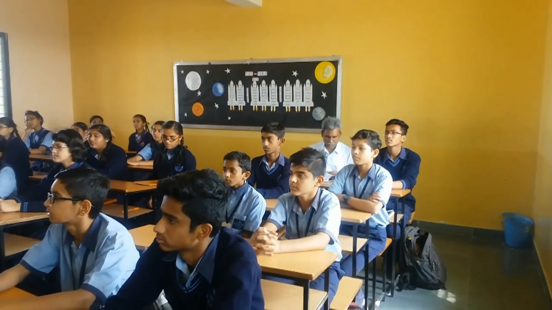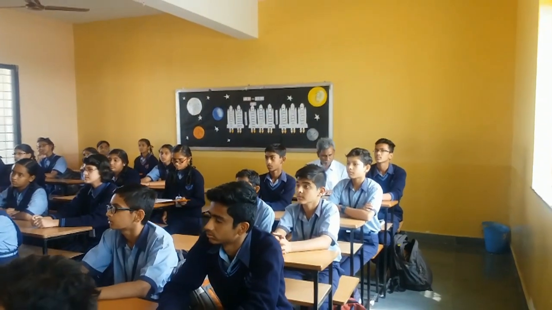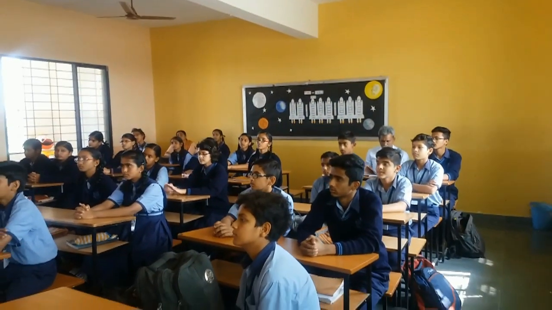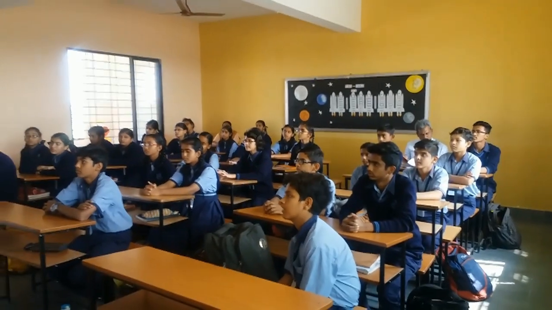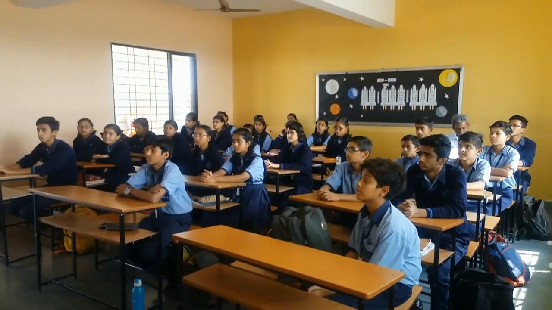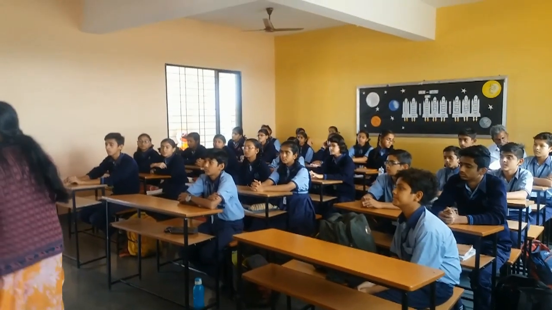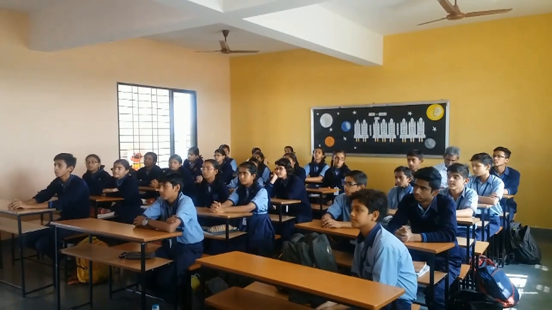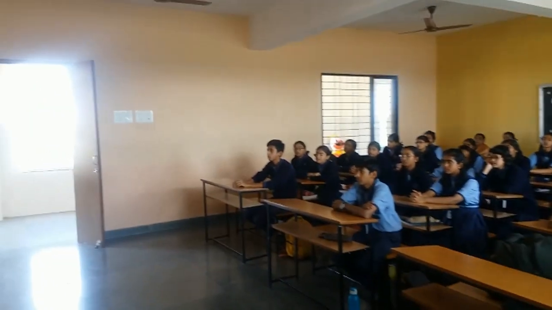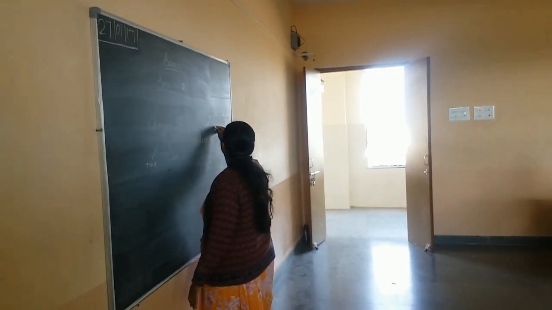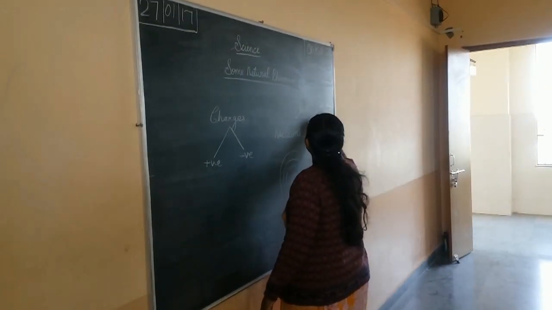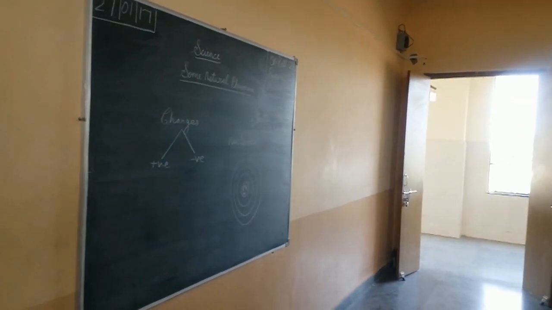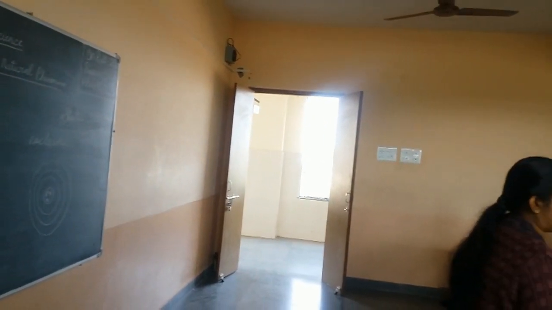Now when you rub the scale on your hair, what happens? It acquires some charge. But those charges do not move. They remain in one place, so they are called stationary charges. They are also called static electric charges. Now when you rub, say, a plastic scale on your hair, that becomes electrically charged.